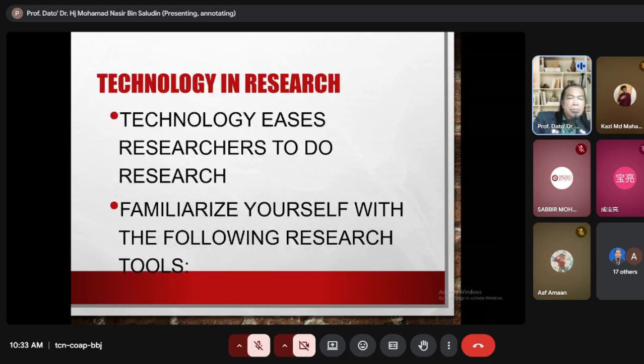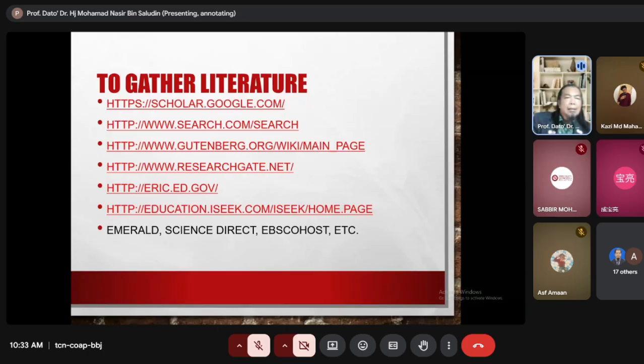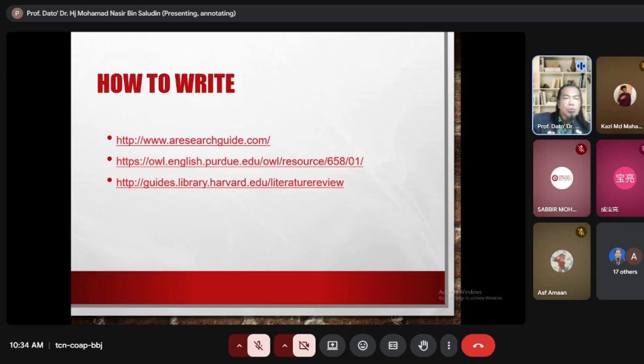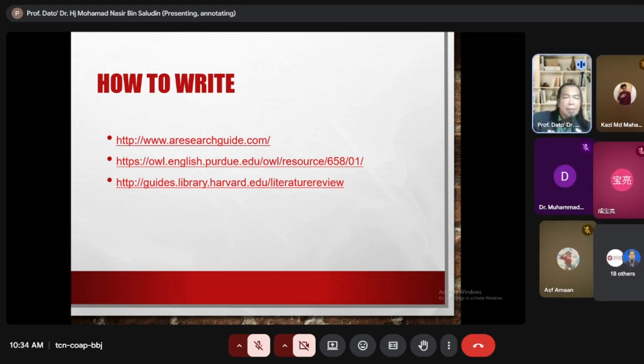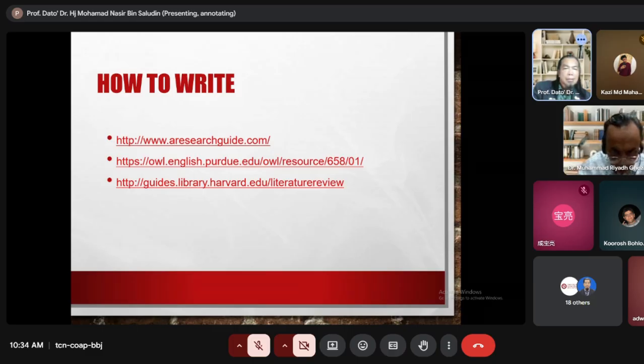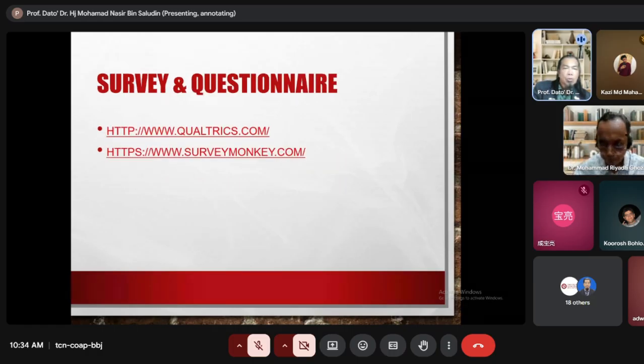Technology in research. Technology helps researchers to do research. Now you can use AI, you can use Scholar GPT, so many technologies. Familiarize yourself with the following research tools, and then you can gather literature with all the links here: Education, Emerald, ScienceDirect, EBSCOhost, ERIC, ResearchGate, Google Scholar, so many you can use. On how to write, you can also use the links here: library, Harvard guide, English Purdue, researcher guide. Surveys and questionnaires you can also get in Qualtrics and SurveyMonkey.